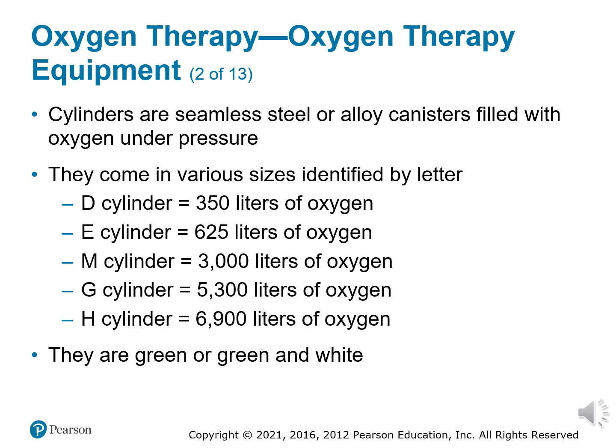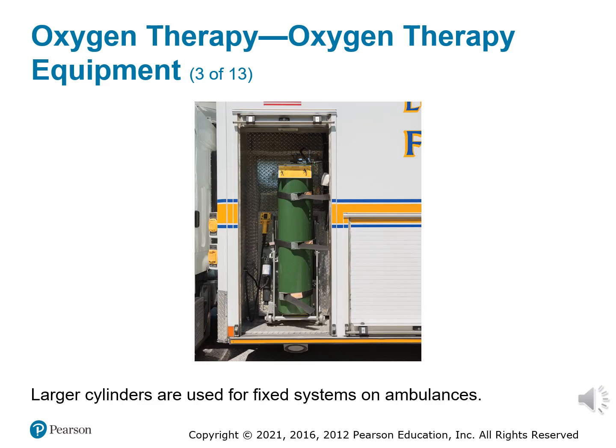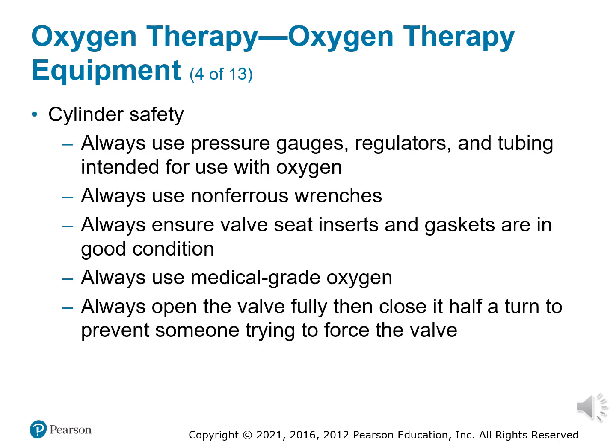They are all green or green and white. It is important to know which one your service will be using. The larger cylinders are used for fixed systems on the ambulances. Cylinder safety: always use pressure gauges, regulators, and tubing intended for use with oxygen. Always use non-ferrous wrenches. Always ensure that the valve seal inserts and the gaskets are in good condition, and always use medical grade oxygen.